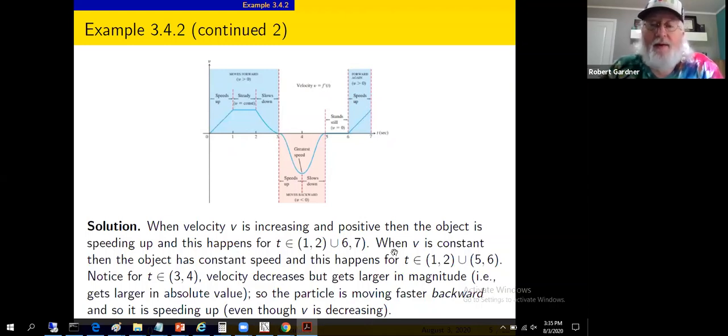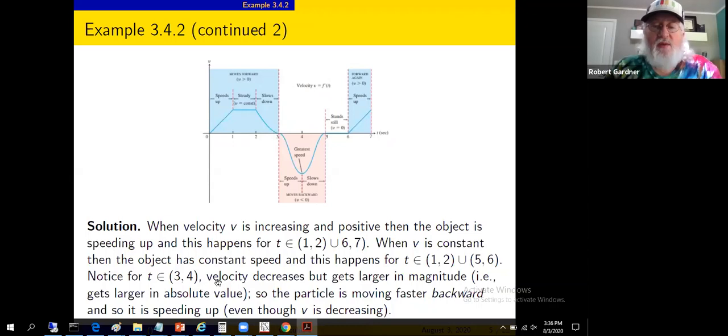When the velocity is constant, the object has a constant speed. This happens between 1 and 2. Velocity is the same. It's moving at a constant velocity, whatever the v value is along here. They didn't calibrate the velocity axis, so I don't know what the velocity is, but it's constant. So it's moving at a constant rate from 1 to 2. And from 5 to 6, it's also moving at a constant rate. Well, that rate is 0 between 5 and 6. I do know the value of the velocity there. But we've got constant velocity between 1 and 2 and constant velocity between 5 and 6.